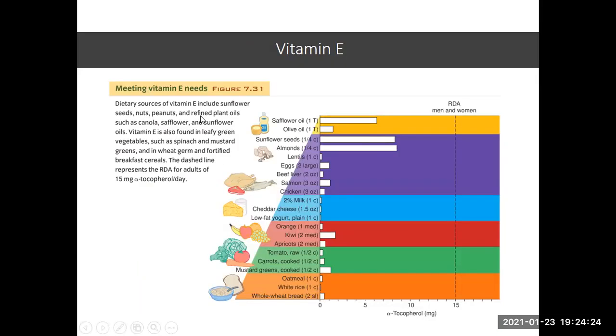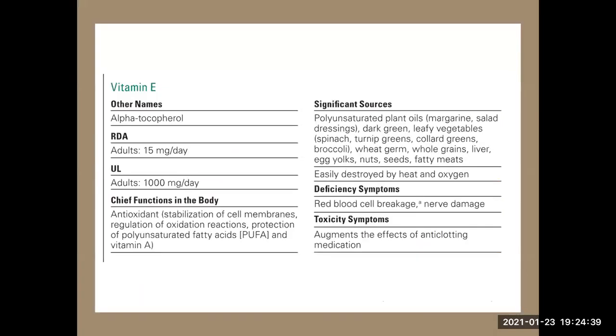Vitamin E. Vitamin E is highly concentrated in oils like safflower oil, olive oil, sunflower oil, and almonds. They contain a high amount of vitamin E. As you can see from this graph, vitamin E is a major antioxidant in our body. Its deficiency will lead to hemolytic anemia because of the defect in the free radical antioxidant protection.